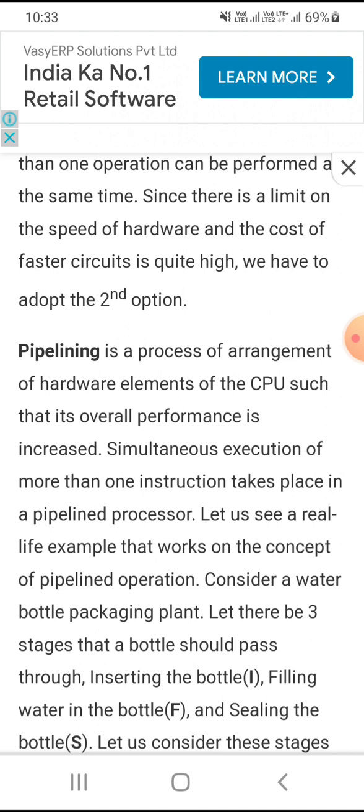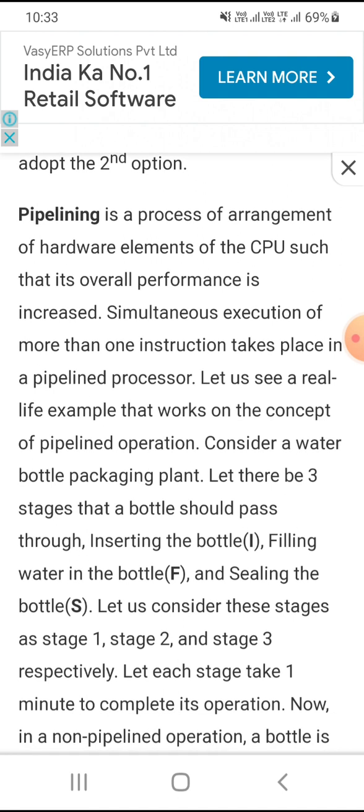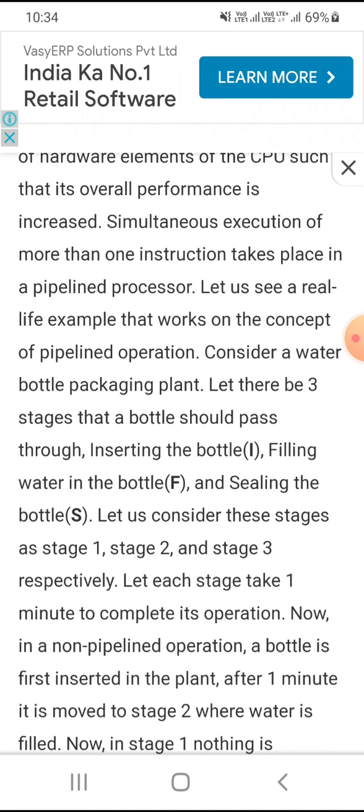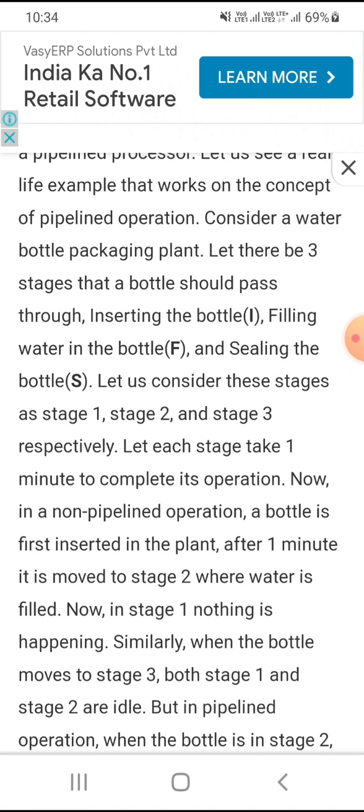Let us see a real life example that works on the concept of pipeline operation. Consider a water bottle packaging plant. Let there be three stages that a bottle should pass through: inserting the bottle, I, filling the bottle, F, and sealing the bottle, S. Let us consider these stages as stage 1, stage 2 and stage 3 respectively. Let each stage take one minute to complete its operation.